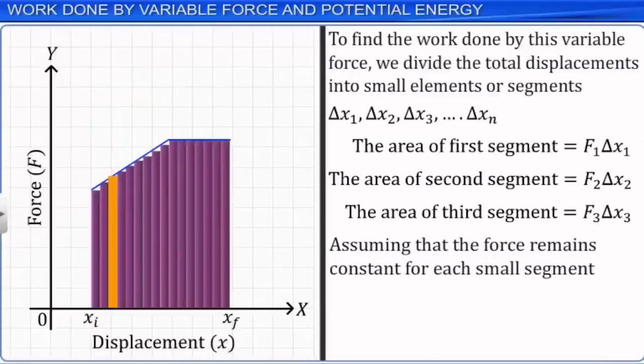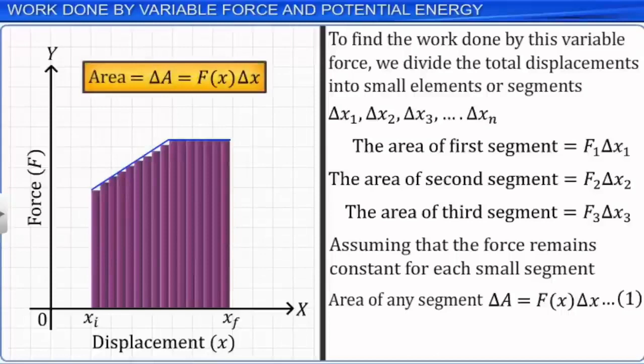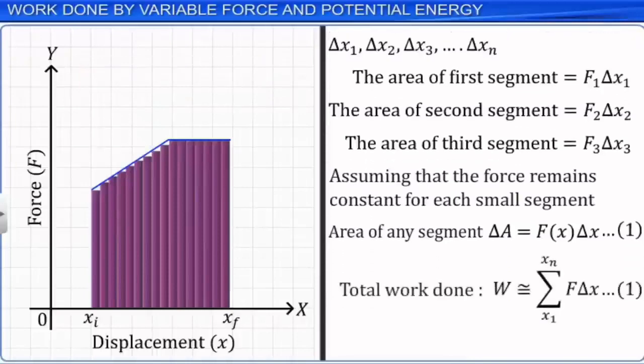Thus, the area of any segment will be denoted by the expression delta A is equal to Fx delta x. Let this be equation 1. The total work done is equal to the sum of the areas of all the small elements, which is equal to the summation of F delta x taken within the limits from x1 to xn, as in expression 1.